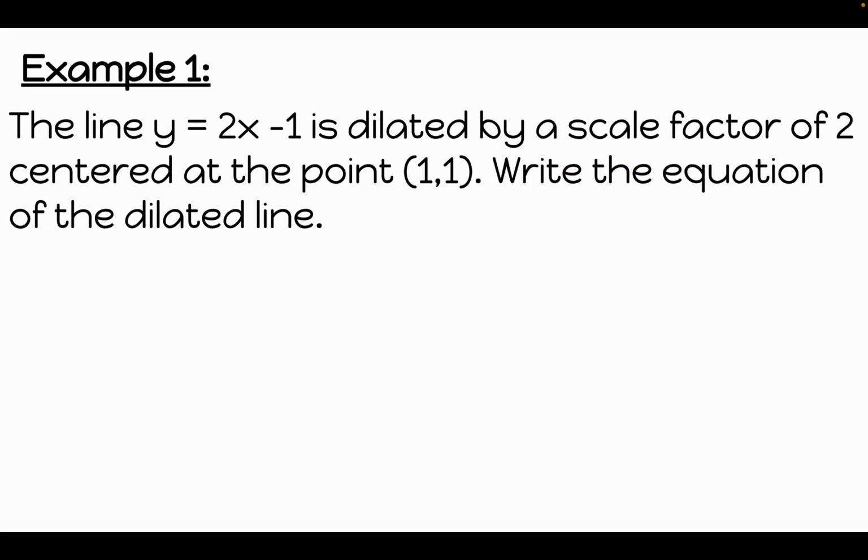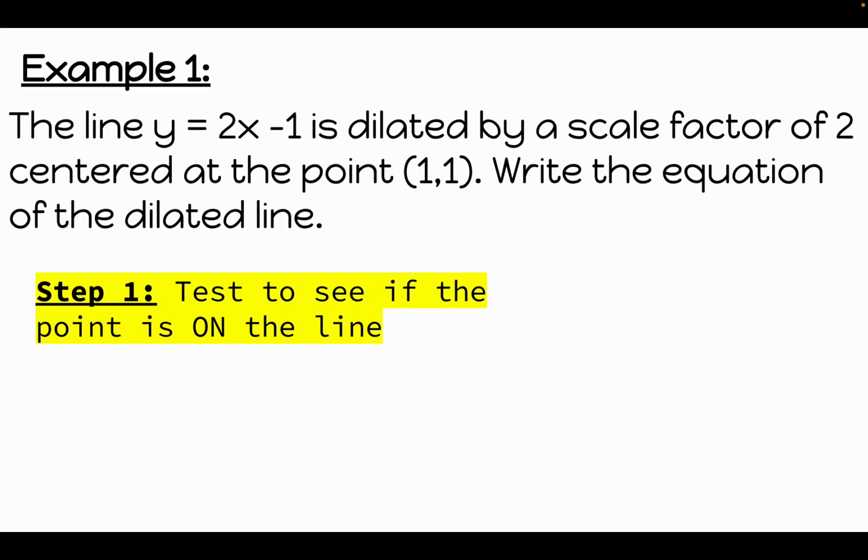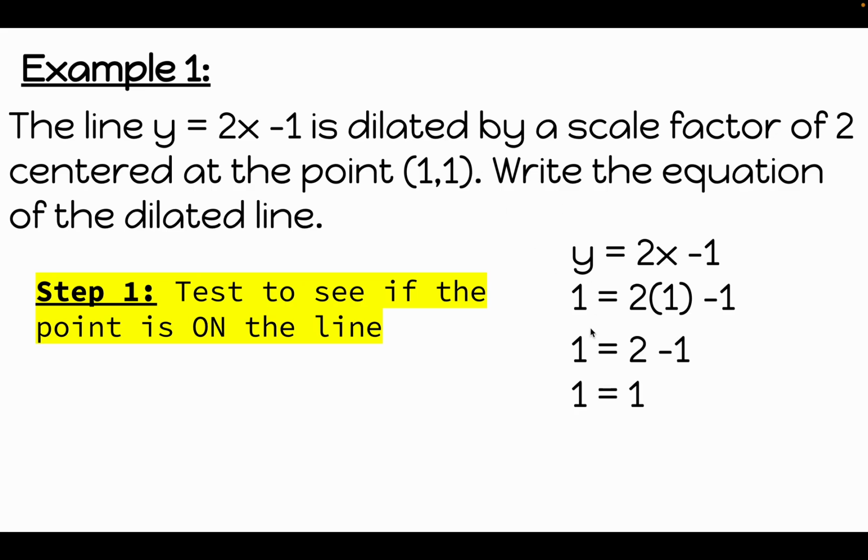Example 1. The line y equals 2x minus 1 is dilated by a scale factor of 2, centered at the point 1, 1. Write the equation of the dilated line. So, step 1. Test to see if the point is on the line. How do we do that? We substitute. X value is 1, y value is 1, so we substitute. And when we solve, we get 1 equals 1. So the point is on the line.